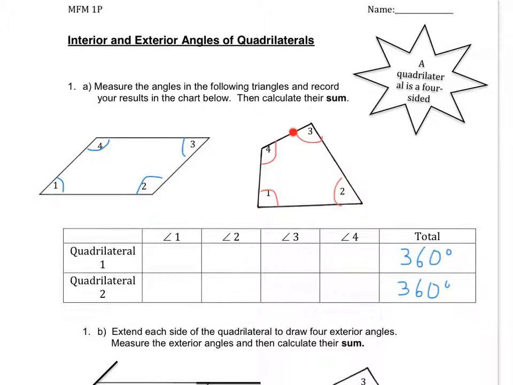Just like in the last lesson, we measured the three interior angles of a triangle. There we found that the three angles added up to 180 degrees in a triangle. Here, in a quadrilateral, we found that they add up to 360 degrees.